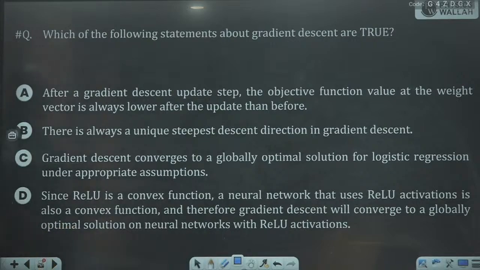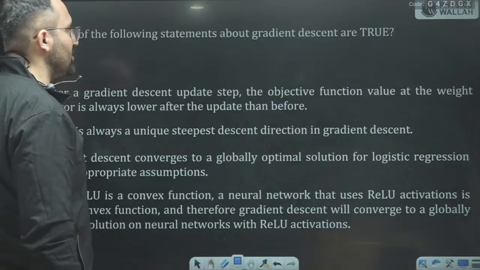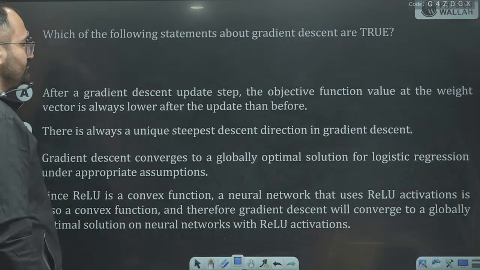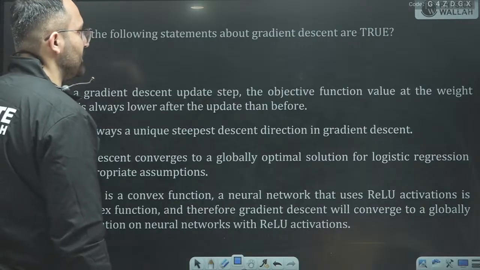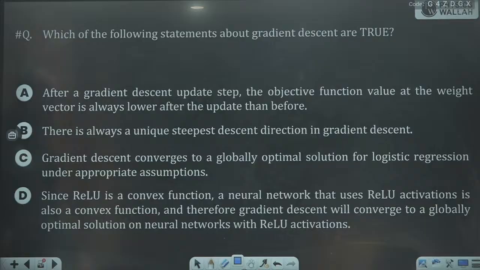Which of the following statements about gradient descent are true? After a gradient descent update step, the objective function value at the weight vector is always lower after the update than before. There is always a unique steepest descent direction in gradient descent. Gradient descent converges to the global optimum minimum for logistic regression under the appropriate assumption.